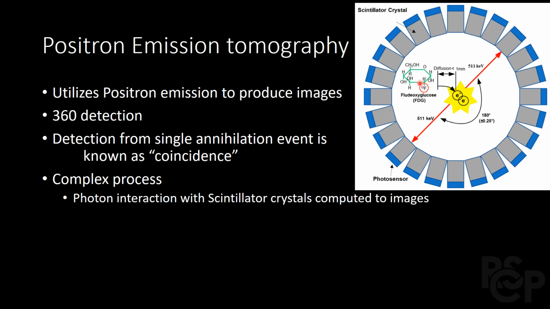And eventually this is going to decay, and when it decays to a more stable form, it's going to release a positron, which is combined with a nearby electron, and this will lead to release of energy in anti-parallel directions, which is then picked up by the PET scanner with the scintillator crystals, and eventually the photosensors will compute this image. So again, detection from a single annihilation event is known as a coincidence, and there are thousands of these occurring simultaneously, and the PET scan is able to pick this up.